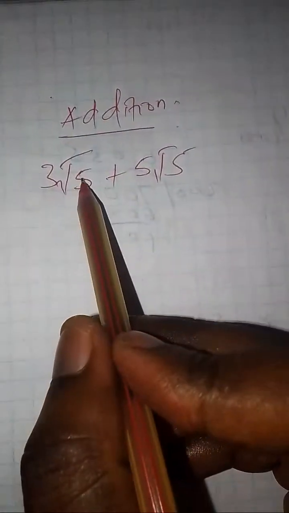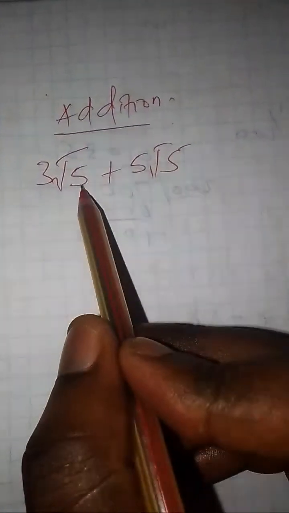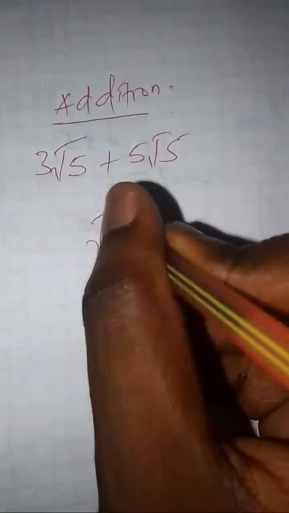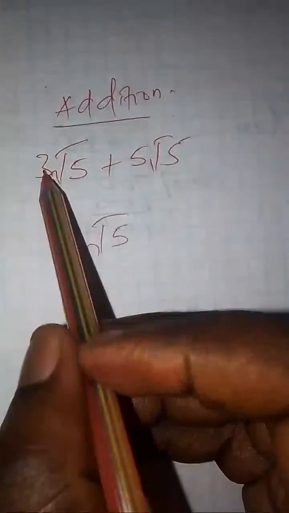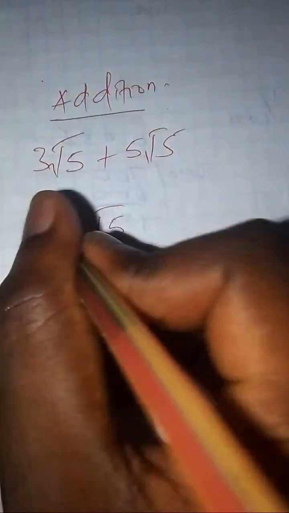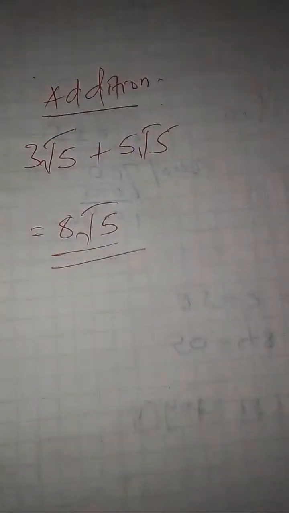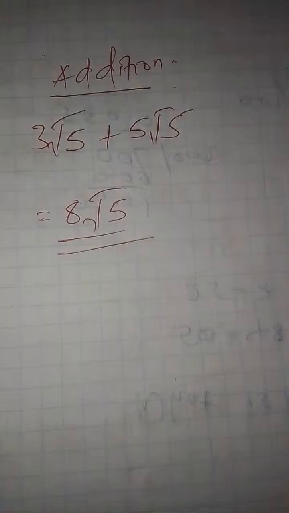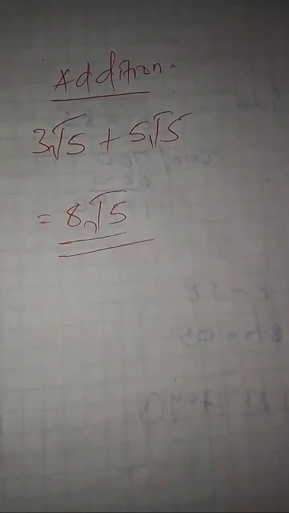So how do we go about this? Now, because the roots are the same, root 5 add to root 5 is the same as root 5. So you shall have your root 5 there. So 3 add to 5 is 8. We put 8 there. So our answer is 8 root 5.